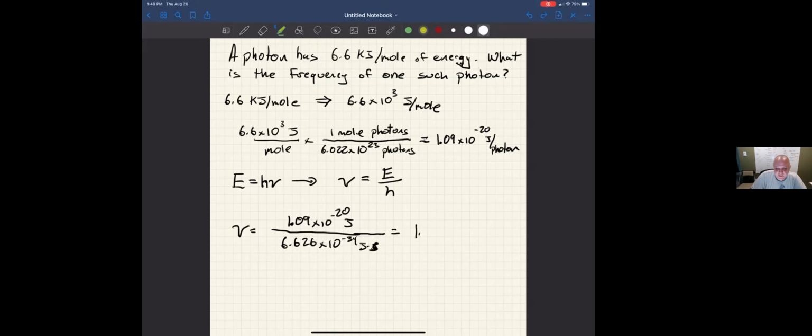seconds. And when I put that into my calculator, I get 1.65 times 10 to the 13 per second, and per second is a hertz. And converting that to the correct number of significant figures, or rounding it to the correct number of significant figures, I get 1.7 times 10 to the 13th hertz. And that's my final answer. All right.